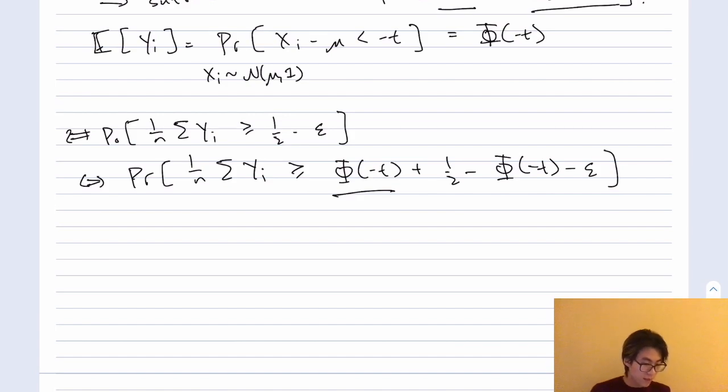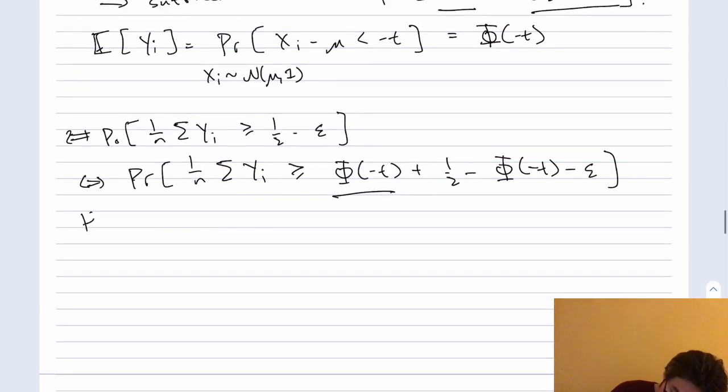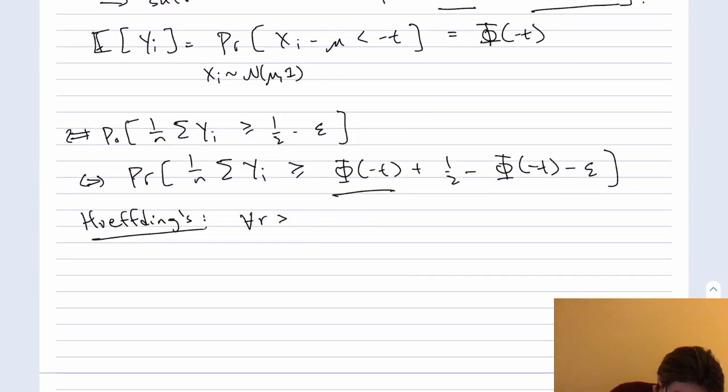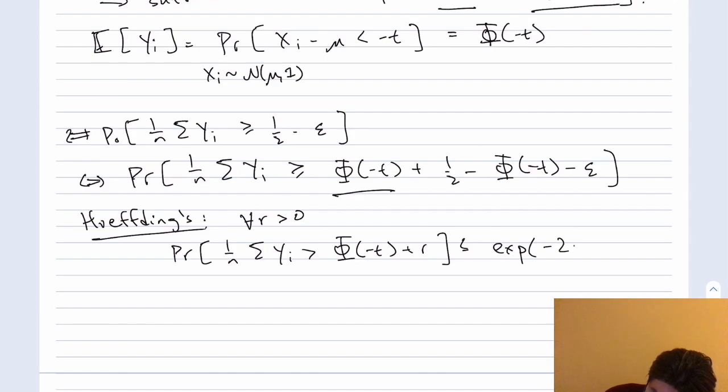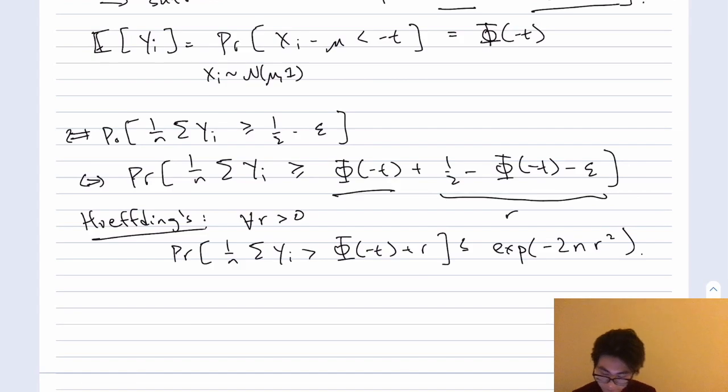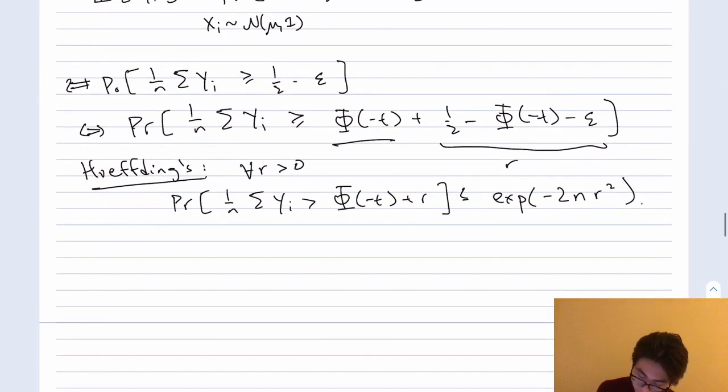And now we can apply something like Hoeffding's inequality. So recall Hoeffding's inequality says that for all r greater than 0, the probability that 1 over n sum yi exceeds its expectation, which is phi of minus t, plus r, is something like exp of minus 2 times n times r squared. We want to apply this with this being r, of course. But we first need to check that it satisfies the assumptions of Hoeffding's, namely that r is greater than 0. And indeed this is true, because we can rewrite this r. We call this r as 1/2 minus phi of minus t minus epsilon.